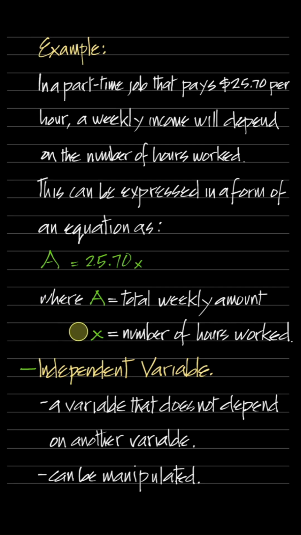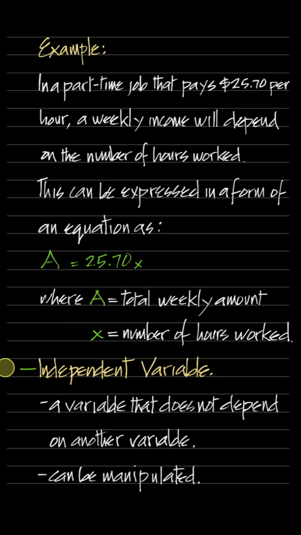Like we said, A is the result of the number of hours you work in a week. And the number of hours you work in a week depends on you. In other words, you can manipulate it. You work for 1 hour, 2 hours, 3 hours, or whatever number of hours of your choice. But then the total amount you earn in a week will depend on that.